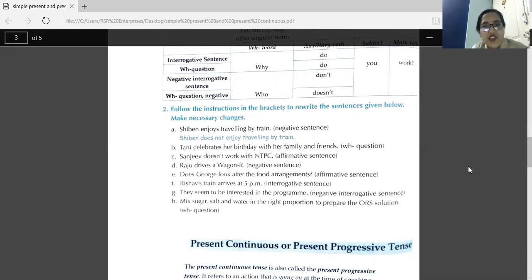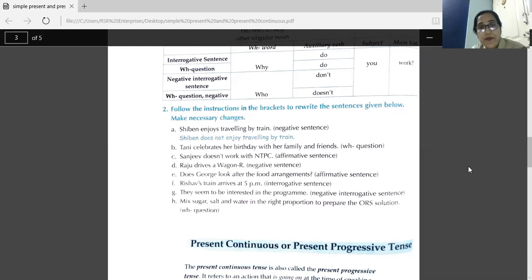D, Raju drives a Wagoner. Change it to a negative sentence. Raju does not drive a Wagoner. E, does George look after the food arrangements? You have to write it as an affirmative sentence. This is interrogative; you have to write it as affirmative. So your answer is, George looks after the food arrangements.